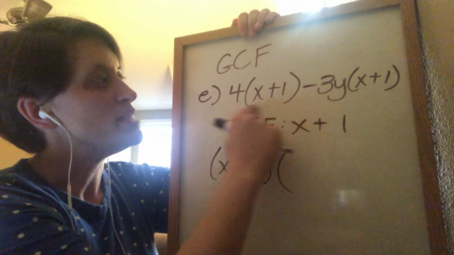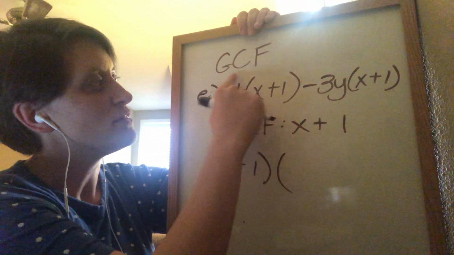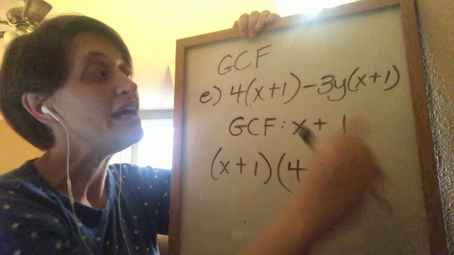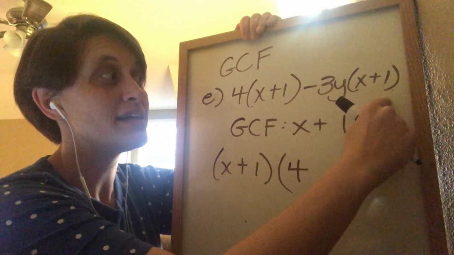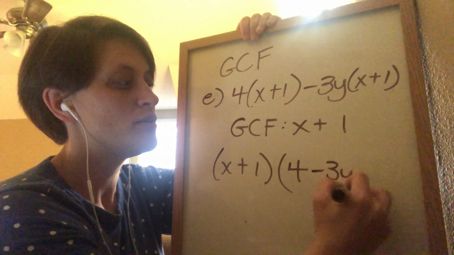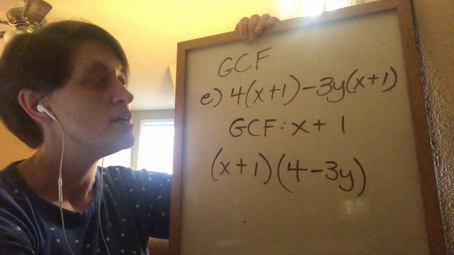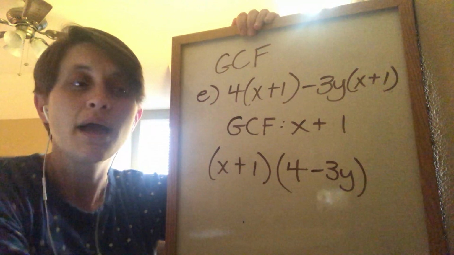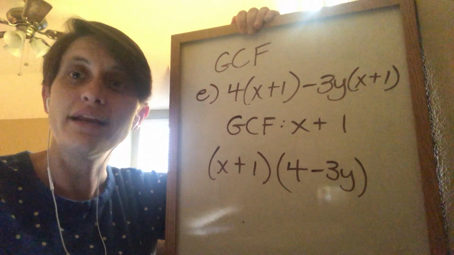So in this term, if we take away the x plus 1 factor, we're left with this factor of 4. In this term, if we take out the x plus 1 factor, we're left with a factor of minus 3y. So again, this will really come into play in the next video when we start factoring by grouping, but that is it for greatest common factor.